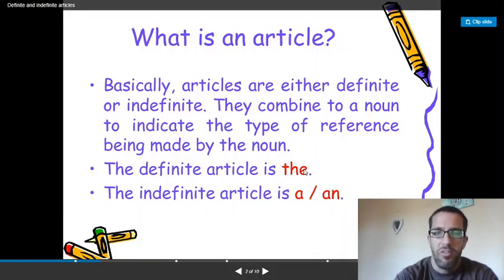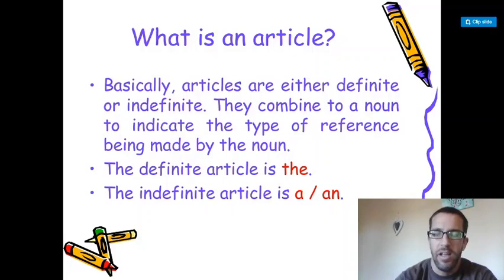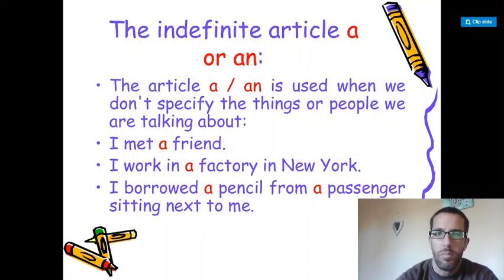As it suggests over here, the definite article, the one that we need to remember, is the, and the indefinite article is either a or an. I'm going to show you later on the slide how you need to use the a or the an. The indefinite article is either a or an, and as it says in the first part there, the article a or an is used when we don't actually specify the things or people we're talking about.